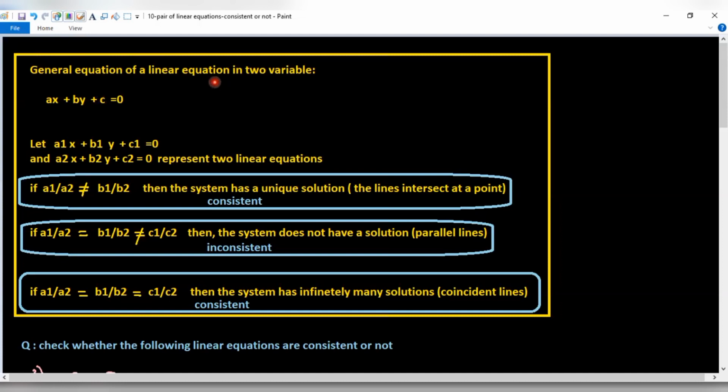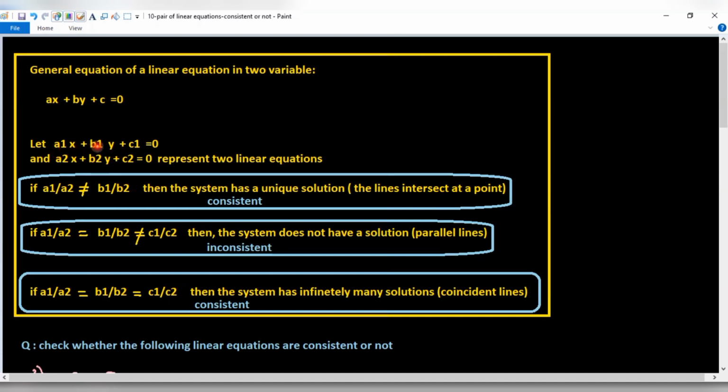The general equation of a linear equation is ax plus by plus c. Here two variables are there, x and y. X and y are variables. A, b and c are constants. A is the coefficient of x and b is the coefficient of y. C is the constant term. Now let us have two linear equations.